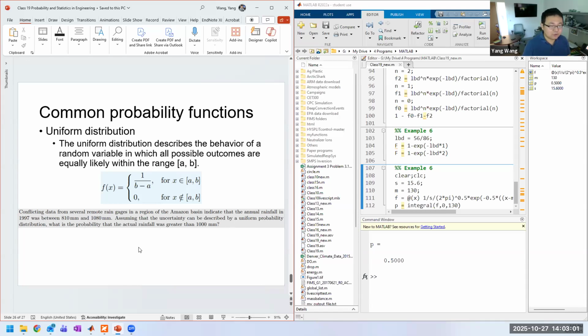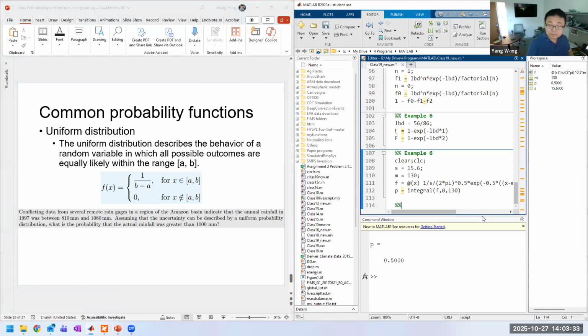Okay, so the example can be conflicting data from several remote rain gauges in a region of the Amazon basin indicating that the annual rainfall in 1987 was between 810 and 1080 millimeters, assuming that the uncertainty can be described by a uniform probability distribution, which is kind of wild, right? Because it's rarely a uniform distribution. What is the probability that the actual rainfall was greater than 1000 millimeters? You can see basically if it's greater than 1000, you first find out what is the probability density function.